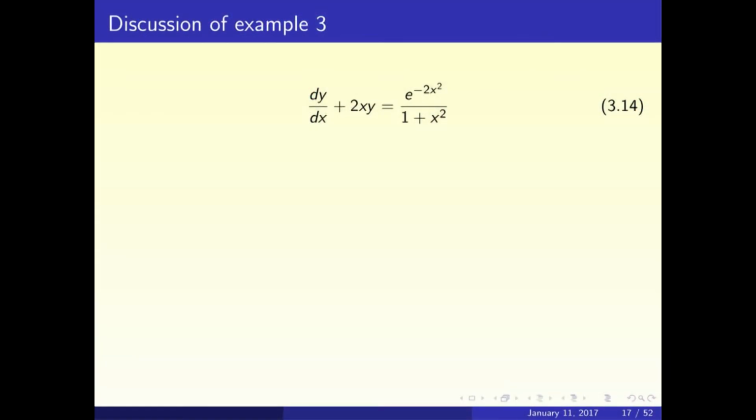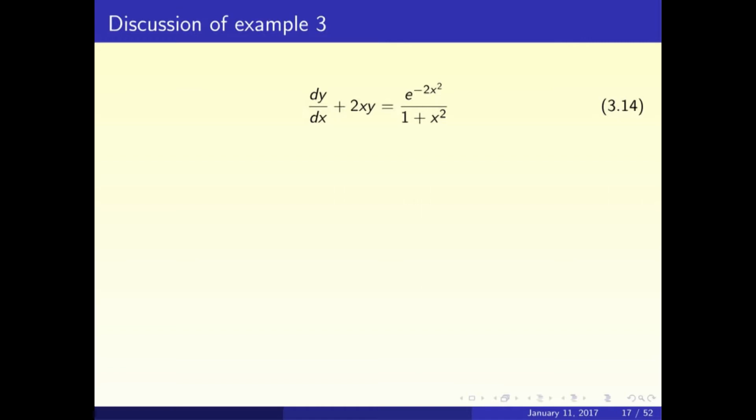So what are you going to do? You're going to multiply the differential equation by e to the power x squared, right? You're going to get d dx of y e to the power x squared on the left hand side. So let's see how to do this problem. This is the given differential equation, dy by dx plus 2xy equals e to the power minus x squared upon 1 plus x squared.